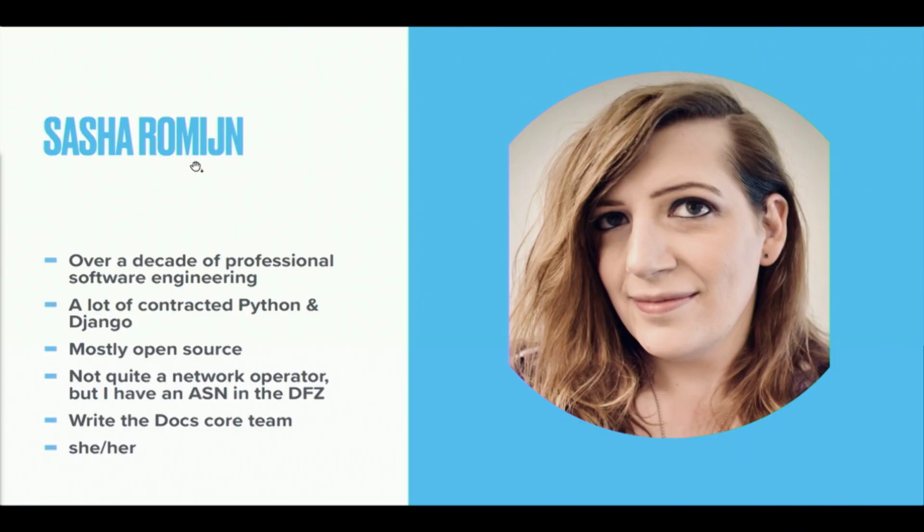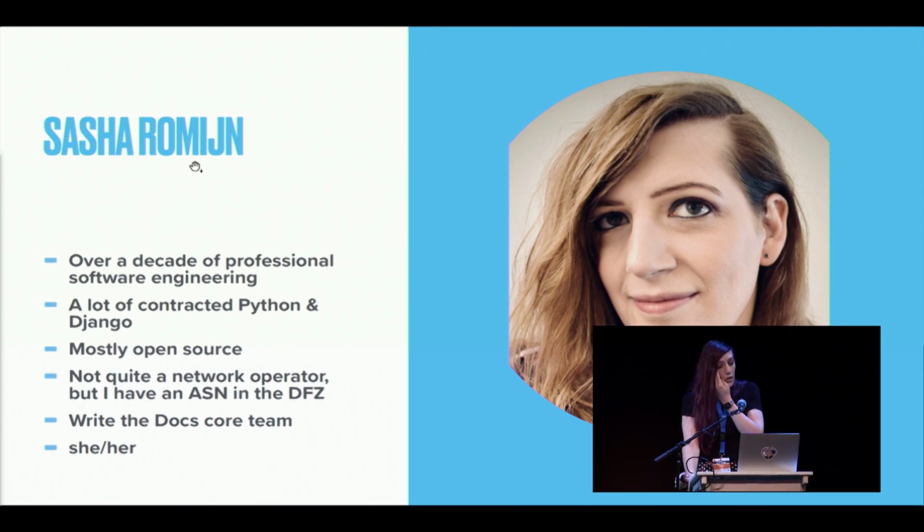Thank you. So, yeah, my name is Sasha Romijn. I've done over a decade of being a professional software engineer, mostly. I do a lot of Python, Django, lots of other stuff. Used to work at RIPE NCC a long time ago. A lot of my work is open source, which is more fun. I get to share things other people contribute from the community.